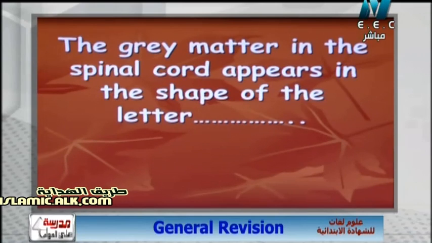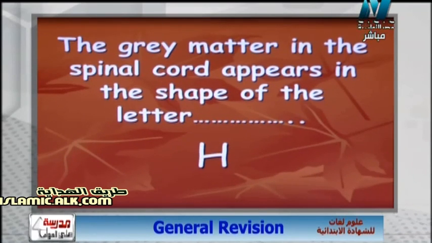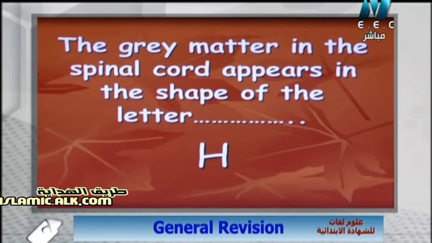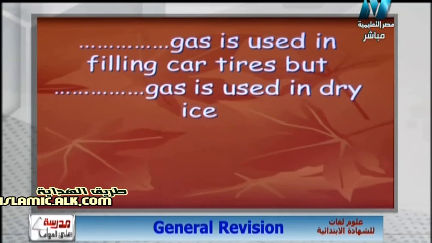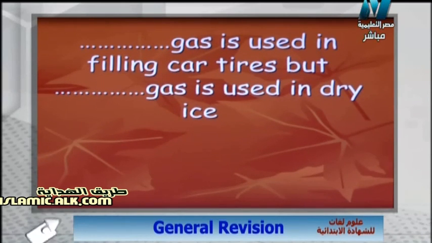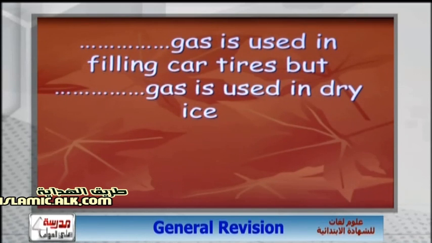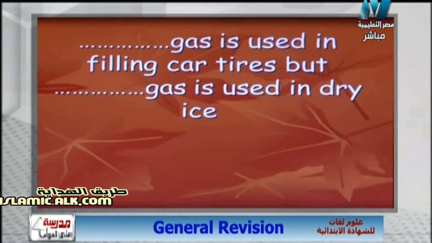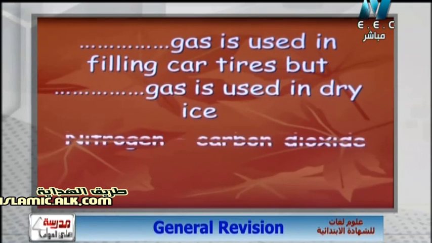Another question. The gray matter in the spinal cord appears in the shape of the letter H. Surely it will be the gray matter in the spinal cord appears in the shape of the letter H. Another question. Which gas is used in filling car tires, and which gas is used in dry ice? Surely nitrogen gas is used in car tires, but carbon dioxide gas is used in dry ice.